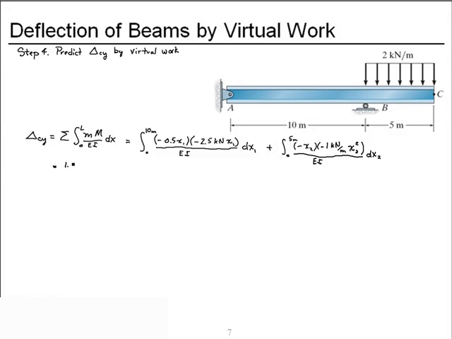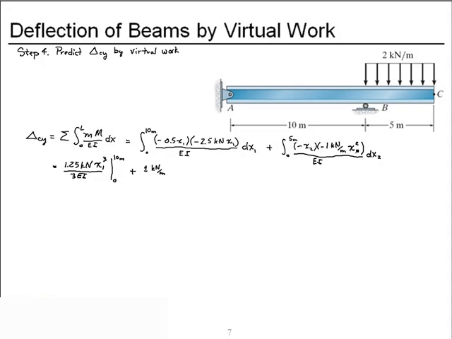So the negatives cancel out and I get a 1.25 kilonewton, and then the x1 squared gets raised to 1 higher power, x1 cubed, and then we divide by 3EI, and this will be evaluated from 0 to 10 meters. Then we add from this component, the two negatives cancel, and we get 1 kilonewton per meter.